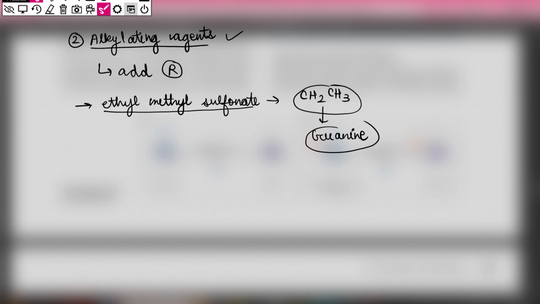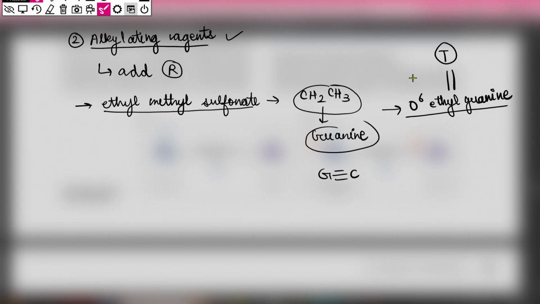So what does it form from this ethyl guanine? What is the product formed? So the product name is O6 ethyl guanine. This is what the product is formed. Now this O6 ethyl guanine, we know that normal guanine has to have the triple bonding with cytosine, but this O6 ethyl guanine does the double bonding with thymine. So it creates a mutation.